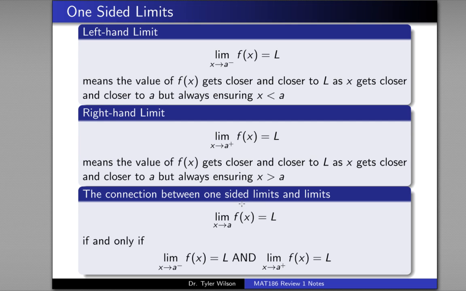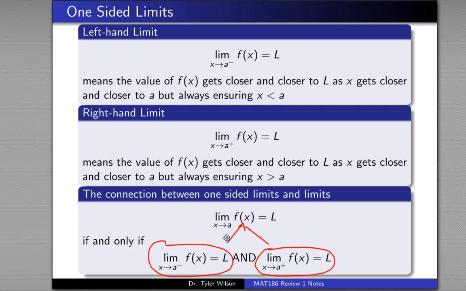So what's the big deal between left-hand limits and right-hand limits? Well, if and only if the limit from the left is equal to L and the limit from the right is equal to L, then you can properly say that the limit as x goes to a is equal to L. If these do not end up being the same number, if the limit from the left is some number and the limit from the right is some different number, then this is not true. Then the limit does not exist.